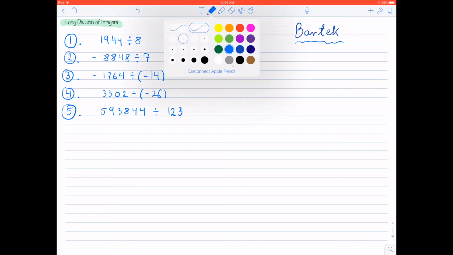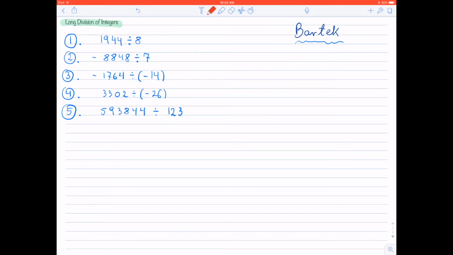I'll start with the first example. We have 8 that we want to divide into 1944. Whenever we divide, we will take our, in this case, single digit number, and we will try to see how many times it will fit into the digits which appear on the right hand side the way that it's written. Now 8 doesn't go into 1, so technically you can write a 0 here.